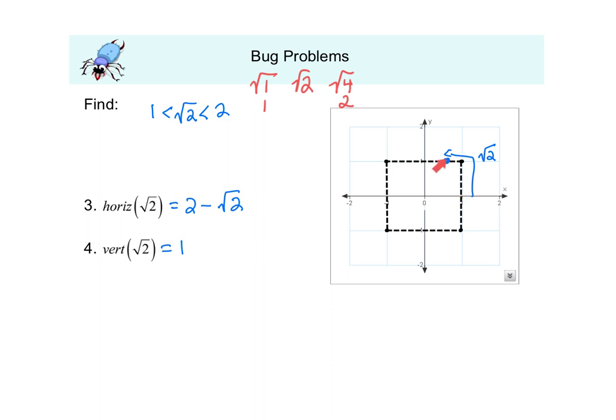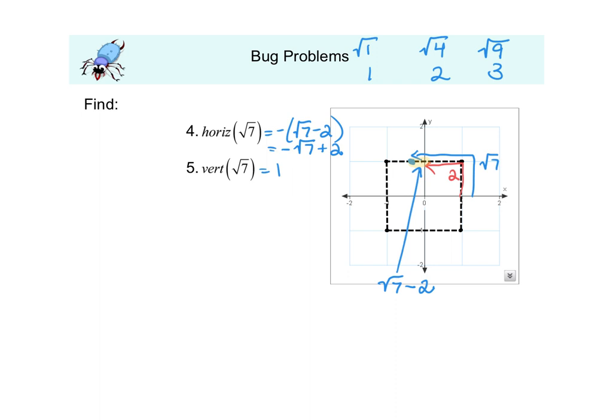So I've gone 1, I've gone a little bit more than 1, and the horizontal is going to be this distance right there. So it would be 2 minus the square root of 2. That's this distance, and it's positive right there. Vertical of square root of 2, pretty easy. How far above the x-axis is it? Exactly 1 unit.